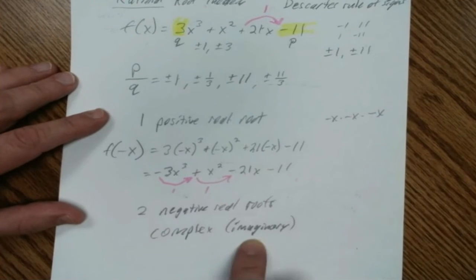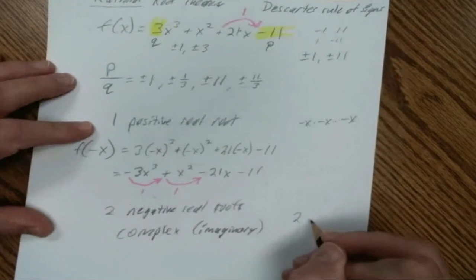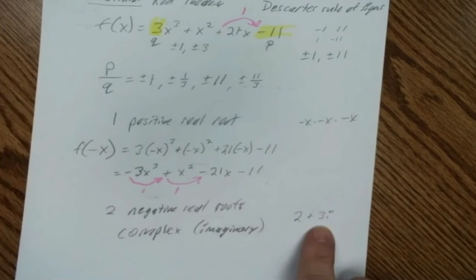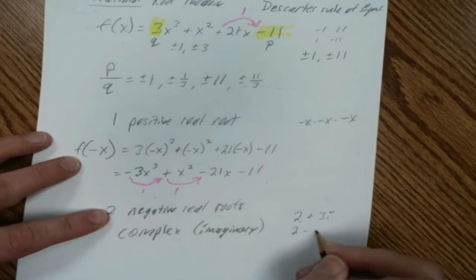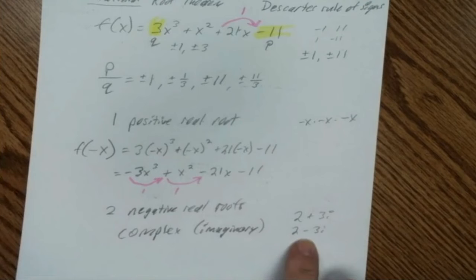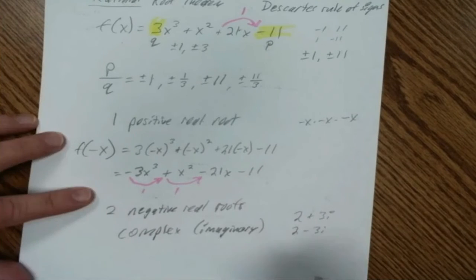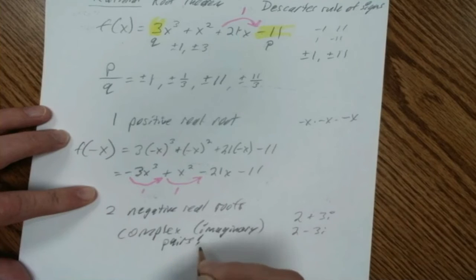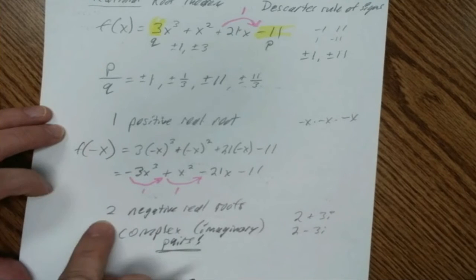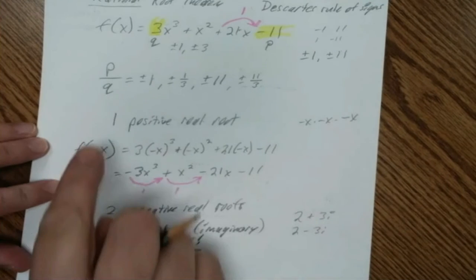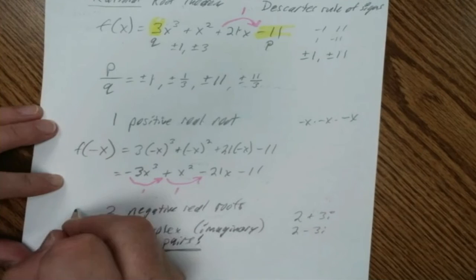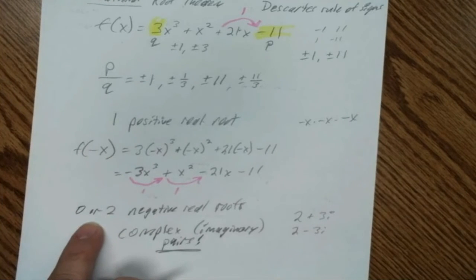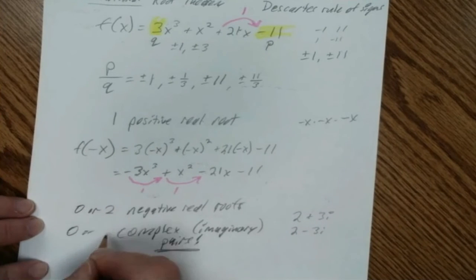Because remember, with imaginary roots, if one of the roots is 2 plus 3i, if that turns out to be one of the roots of this and it's imaginary, then it has to be 2 minus 3i. There's no choice. They always come in pairs. So you always have to consider that these might be imaginary. So this means there's either 0 or 2 imaginary or negative roots. And there could be 0 or 2 complex roots.